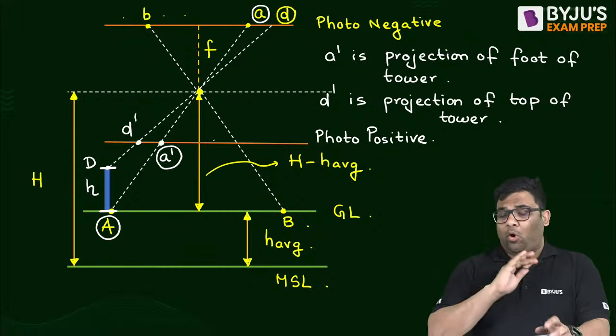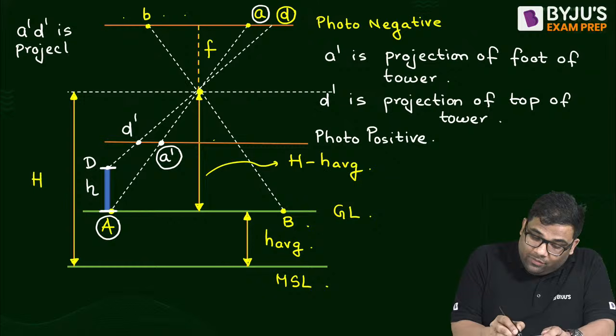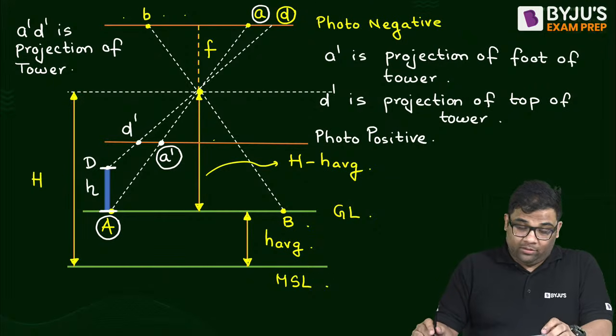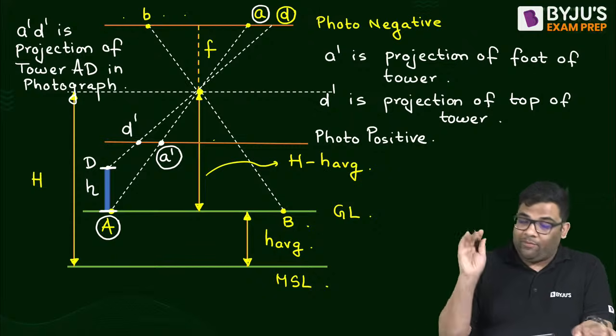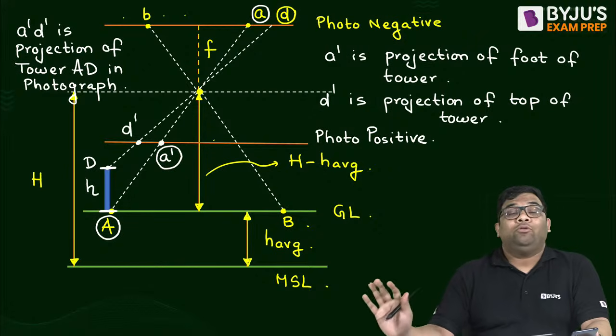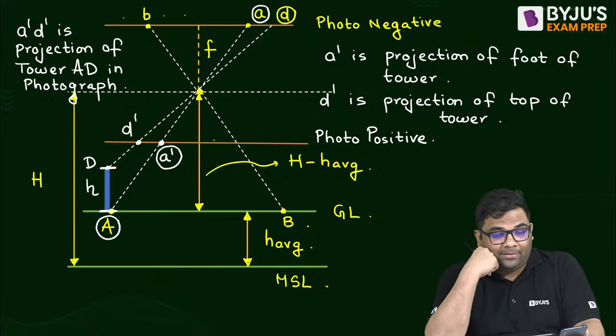So from all these things, can I say that A dash D dash is the projection of the tower or building? It can be a building, it can be a tower, it can be a big tree. Tower AD in the photograph. Till now everybody is clear or not? If you have any doubt, ask me. If you're clear, then write down clear. Till now, any doubt? I am waiting for your reply.